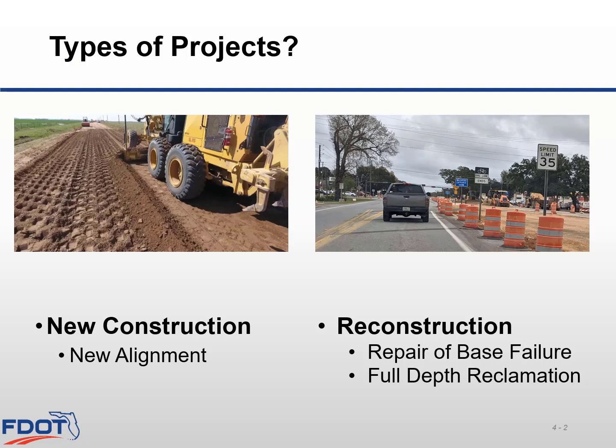So if you have a new alignment, which could be a brand new roadway, or it could be a project where you're going from a 2-lane road to a 4-lane divided roadway. When we say reconstruction, we're talking about roads that have had a base failure, and we have to completely remove the pavement structure from the friction course down to and including the base layer.